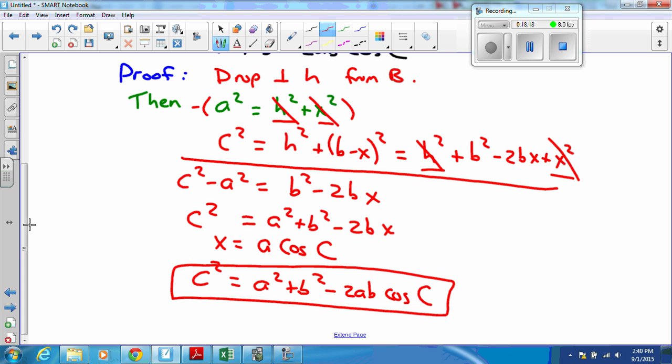What should you do in response to this video? You should turn off the video and explain to yourself the proofs of the law of sines and the law of cosines. If you can explain them to yourselves, then you have mastered those proofs.